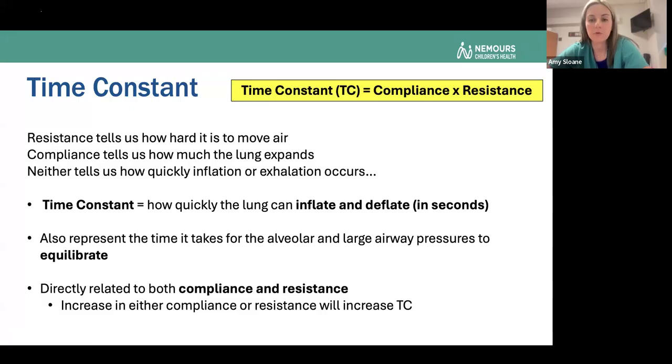So anything that makes it harder to move air in and out of the lung, or anything that allows the lung to hold more volume, will slow down filling and emptying. And the time constant is expressed in seconds, because it's literally a measure of time.